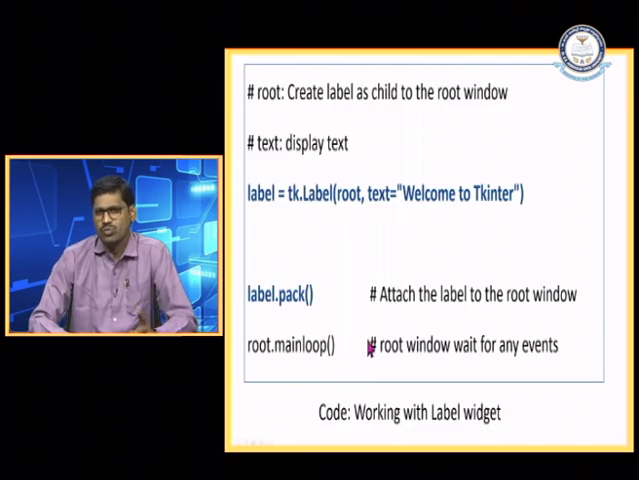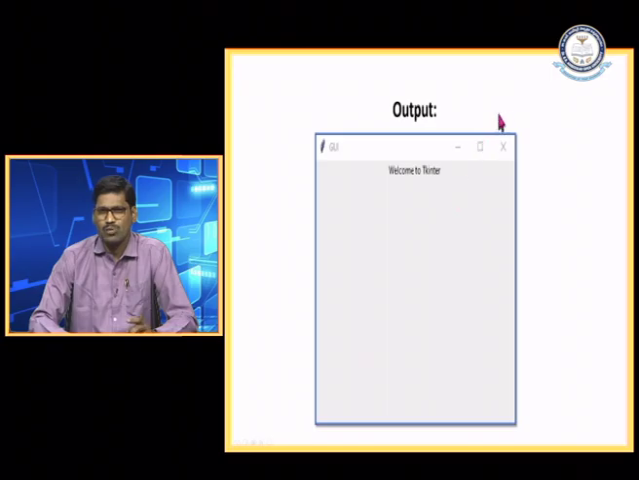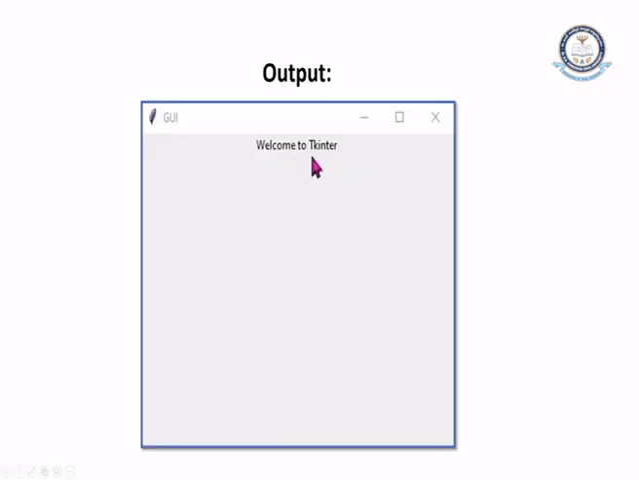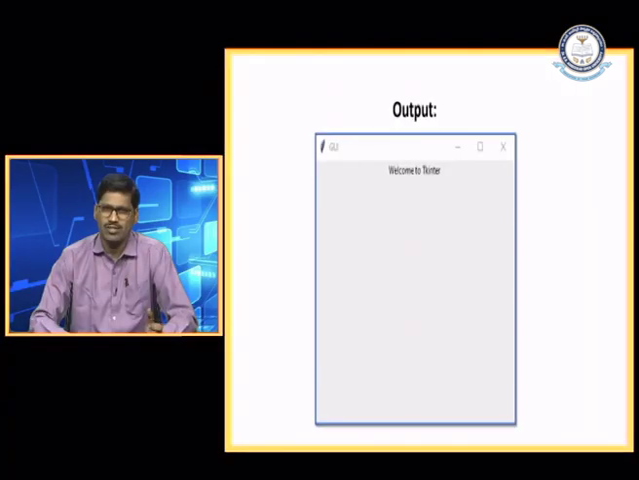If you execute this code, you will get the output like this. Observe the output. I set the title GUI and the label we set as per our code is welcome to Tkinter. Generally you observe this type of label when you register on any website. After registration you may get the message welcome and your name. For that, developers generally use the labels concept.